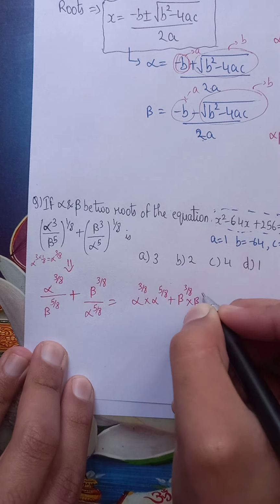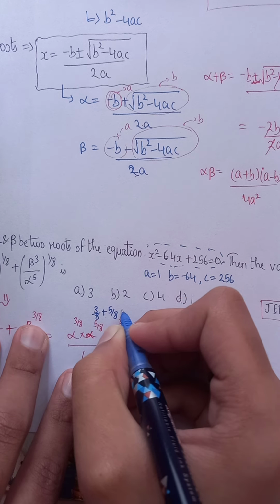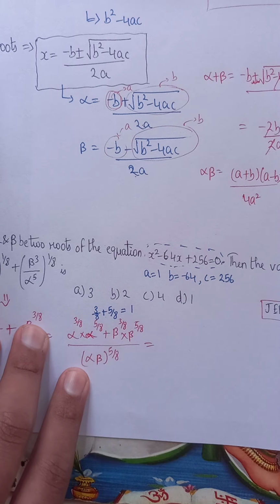Alpha bases are same, so the powers can be added. If you are adding the powers, you can notice that 3 by 8 plus 5 by 8 is nothing but 8 by 8, which is 1. So what we are given is alpha whole power 3 by 8 plus 5 by 8, which is alpha power 1, plus beta whole power 3 by 8 plus 5 by 8, beta power 1, divided by alpha into beta whole power 5 by 8.